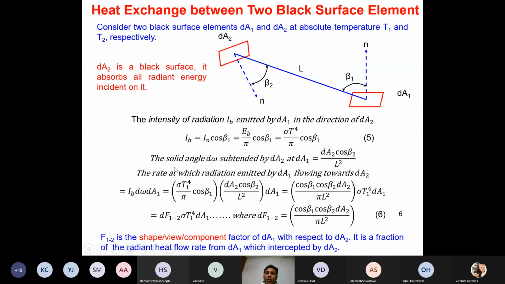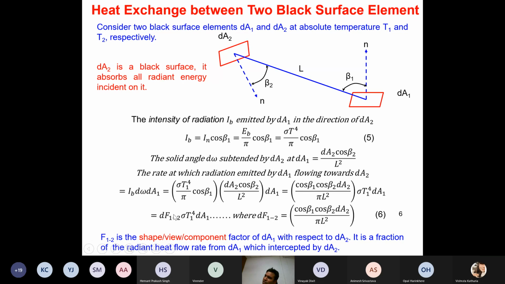So remember, what is the total amount of radiation emitted by dA1 flowing towards dA2? That can be given as solid angle multiplied by the intensity of the radiation and area. So that can be given as I_B d omega into dA1. So we can put all the values here. By putting all the values, what we ultimately get is, with dA1 taken outside, cos beta 1 cos beta 2 dA2 divided by pi L square, sigma T1 raised to the power 4 dA1. So this bracket term can be represented as dF12.